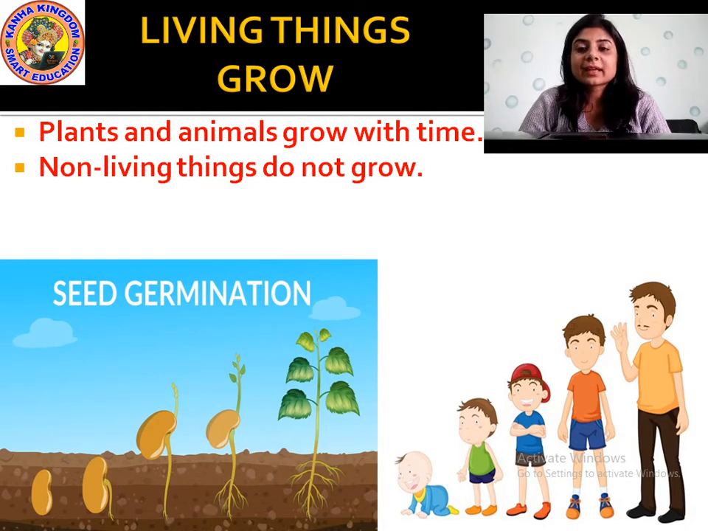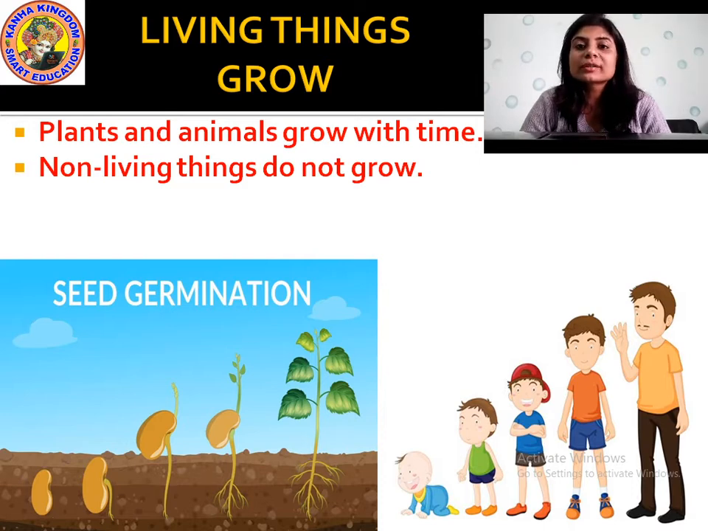And students, the next characteristic of living things is that living things grow. Okay, the first one was living things can move, and the second one is living things can grow. Plants and animals grow with time, and non-living things do not grow. For example, a plant grows from a seed to a sapling to a baby plant, and that baby plant grows to a mature big plant.